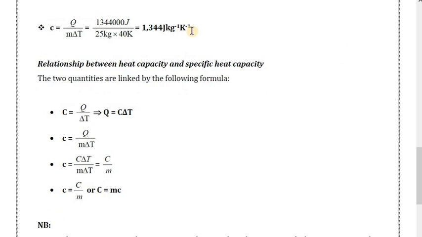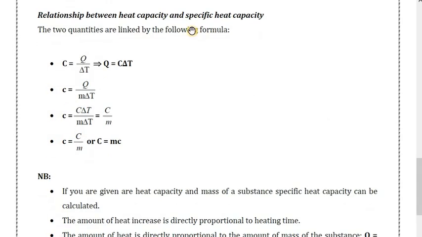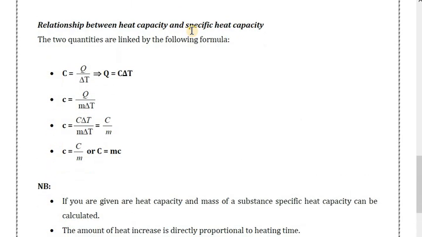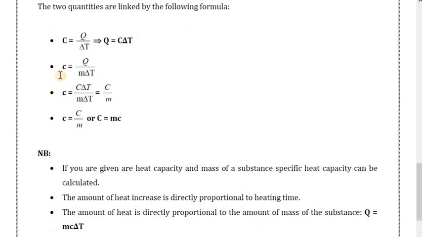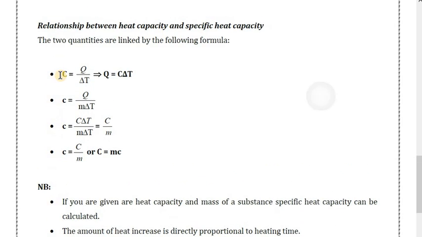That kg^-1 means per kilogram. That means per Kelvin. Right, so what I also put in here was a relationship between heat capacity and specific heat capacity. If you know the formula for heat capacity and you know the formula for specific heat capacity, you find that you can actually have a relationship between the two.